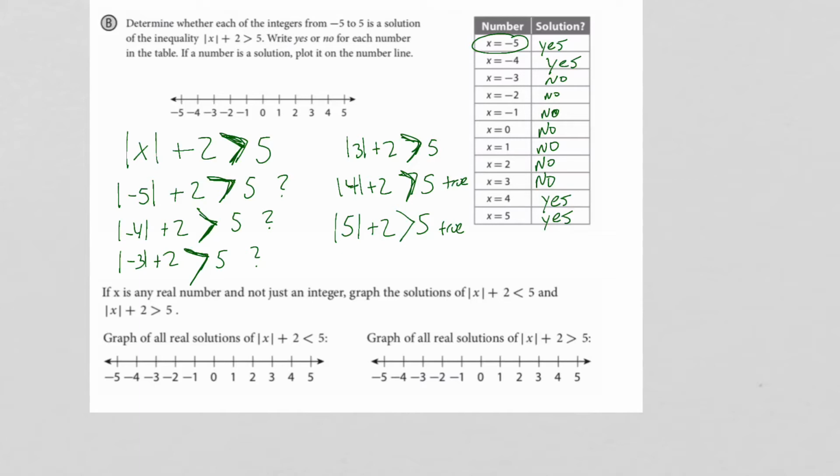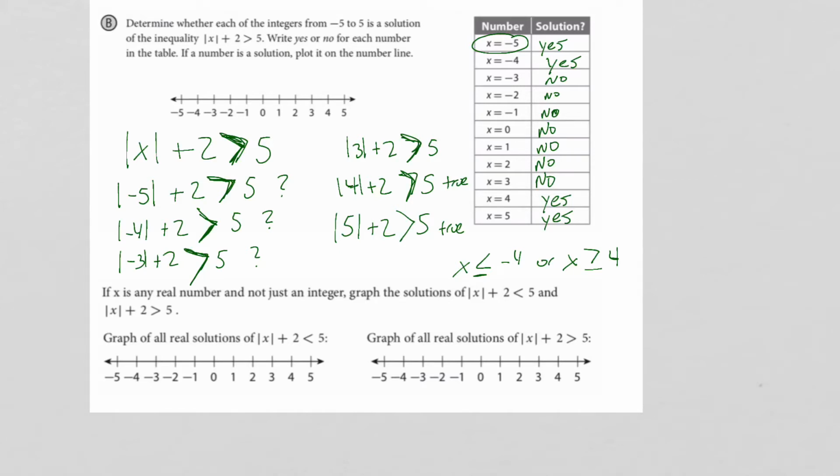So, the answer to this, if I were to write this as an inequality, would probably look something like, x is going to be less than or equal to negative 4, right? Because negative 4 also worked, didn't it? And, or x is going to be greater than or equal to 4.